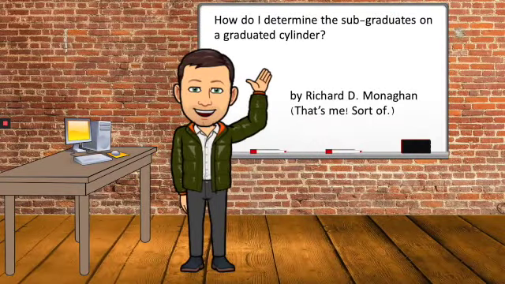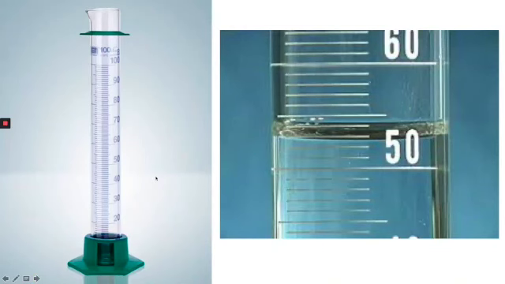Welcome to How Do I Determine the Subgraduates on a Graduated Cylinder. First off, we have a 100 milliliter graduated cylinder here on the left. Collar is up, protecting it. We have a similar graduated cylinder zoomed in over here so we can see the numbers a little bit better.